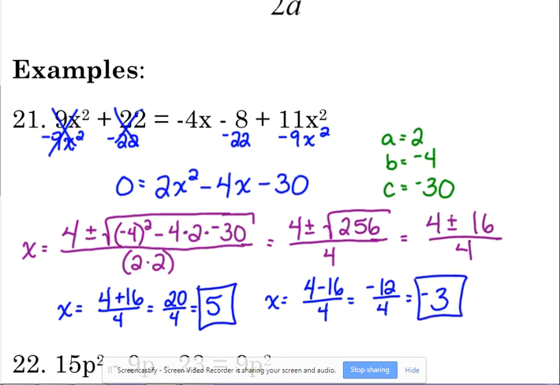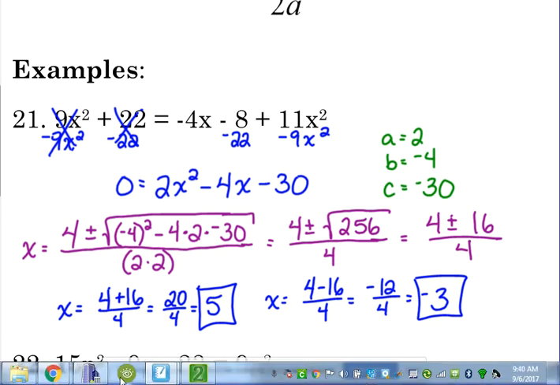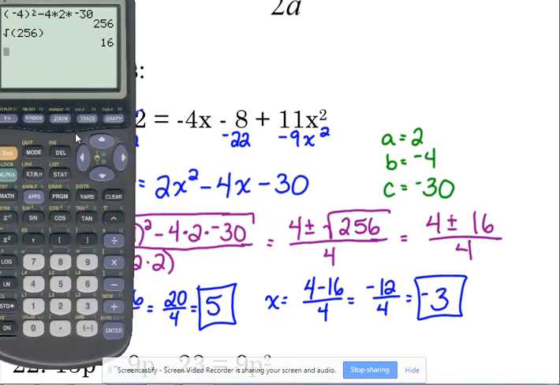Now, I would love for you to do that by hand without your calculator, but if you do use your calculator, guess what? We can't type it in all at one time. 4 minus 16 divided by 4 with no parentheses gives you 0. 0 is not the correct answer. You've got to put parentheses because there's more than one term in the numerator. You have to put parentheses around the 4 minus 16 if you're going to type it in all at one time. Negative 3 is the correct answer there.